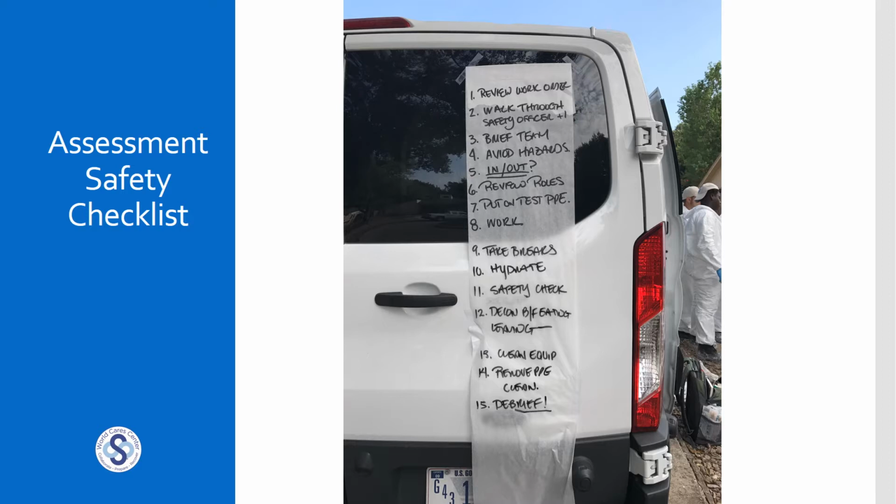It's important to go through your assessment safety checklist each time you enter the home. Review your work order. Walk through with a safety officer the entire home to ensure that new hazards haven't presented themselves. Make sure all the utilities are still turned off. Come out, brief your team, and discuss how to avoid the hazards. Decide once again that the home is safe to do the work in. Review your roles. Test and put on your PPE. Begin your work. Remember to take breaks, hydrate, and do a safety check.